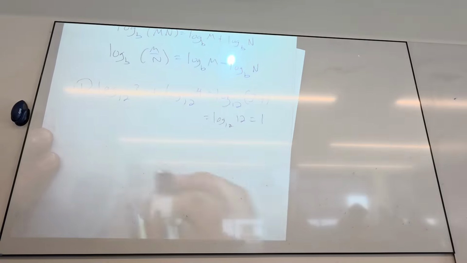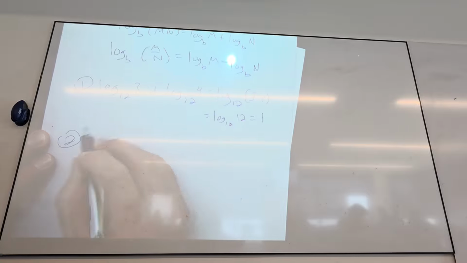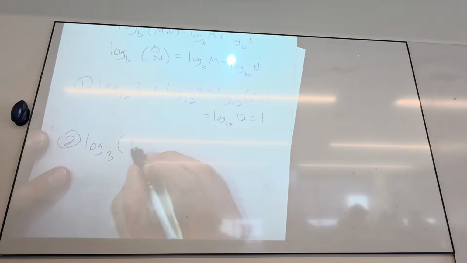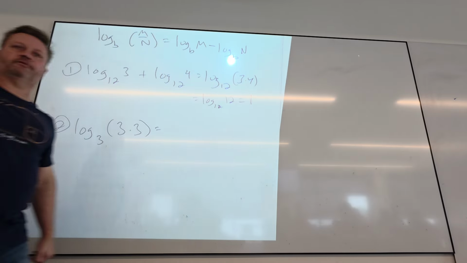What else you got, Jeff? I don't know. Okay, so let me ask you here. What is log base 3 of 3 times 3? This is going to seem kind of silly. Now we know what that's supposed to be, don't we? What's 3 times 3? 9.